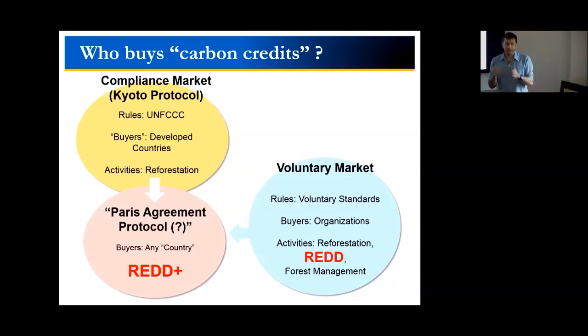But now, with the Paris Agreement and this idea that every country should do whatever they can to offset their emissions, we're going to see arguably a merge between those two markets. Basically, the Kyoto Protocol doesn't even exist anymore. But the idea is that carbon from the voluntary carbon markets could potentially be used by countries to offset their emissions to reach the reduction levels that they said they would achieve under the United Nations.